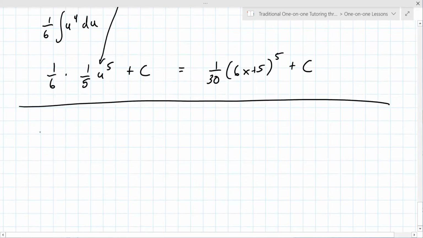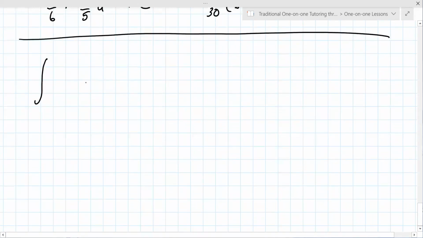Okay, let's have you try a couple on your own here. See if you can do it. What's the integral of e to the 2x plus 1 dx? I'll let you do that one first. What is your u here? No, u is 2x plus 1. What is your du?